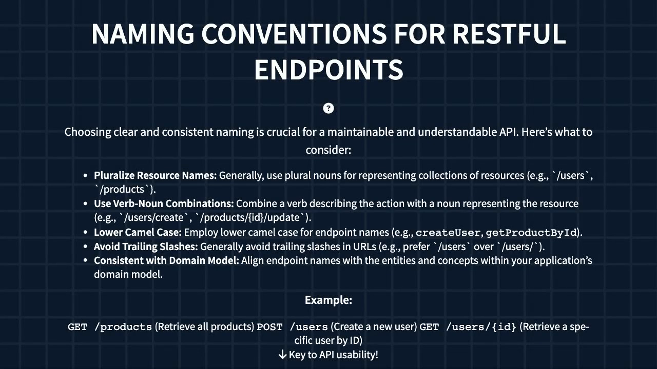Okay, let's talk about naming conventions for your RESTful endpoints. It's surprisingly important. Think of it like this. Clear names make your API much easier for developers and you to understand and work with. A really good rule is to generally use plural nouns for collections, so /users instead of /user. Then combine verbs with nouns to describe what's happening, like /users/create. We usually go with lower camel case for the names themselves, something like createUser. And it's a good idea to avoid trailing slashes. Ultimately, your endpoint name should make sense within the context of your application's domain model.